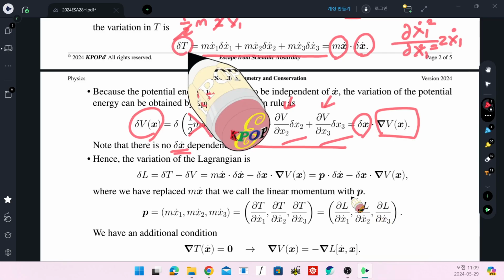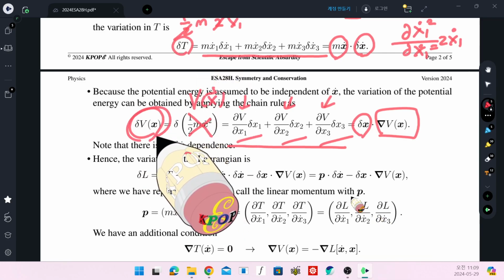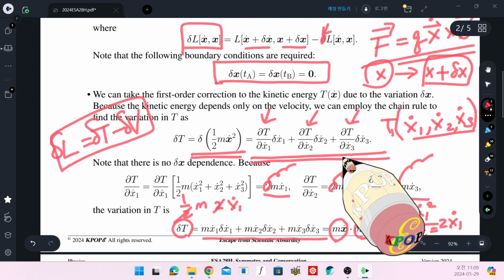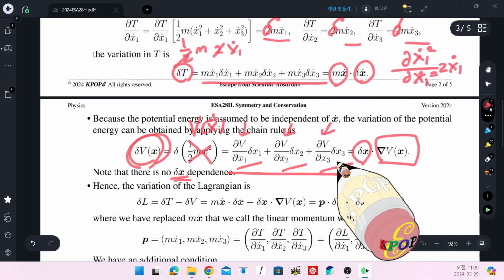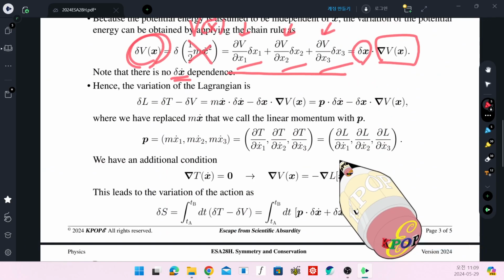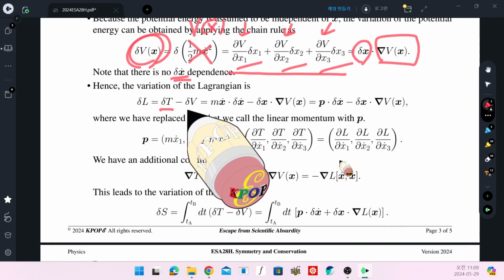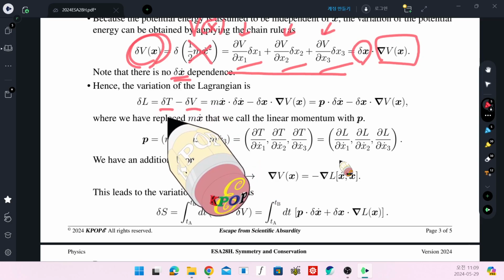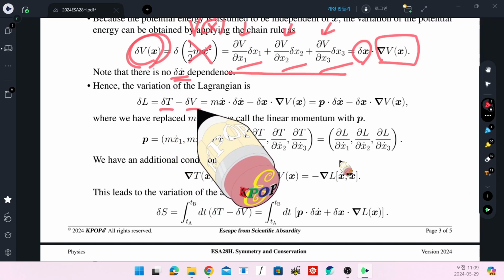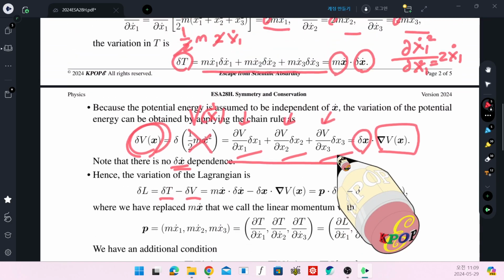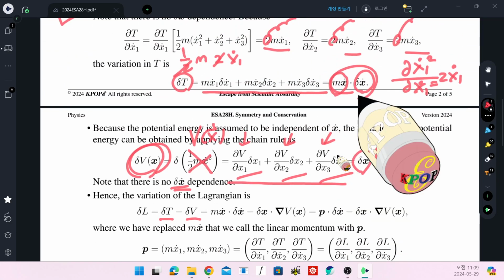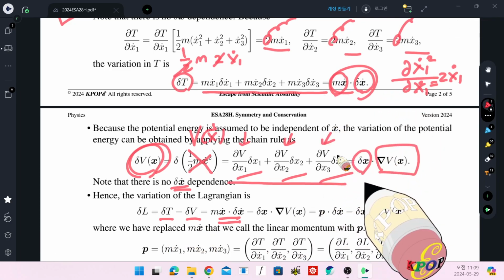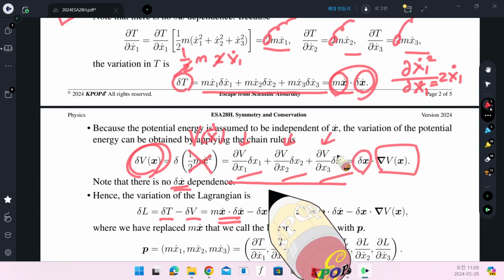We copy these two results and substitute them into the variation of the Lagrangian. The variation of the Lagrangian is the variation of the kinetic energy subtracted by the variation of the potential energy. We copy these results in here, substituting them for delta T and delta V.